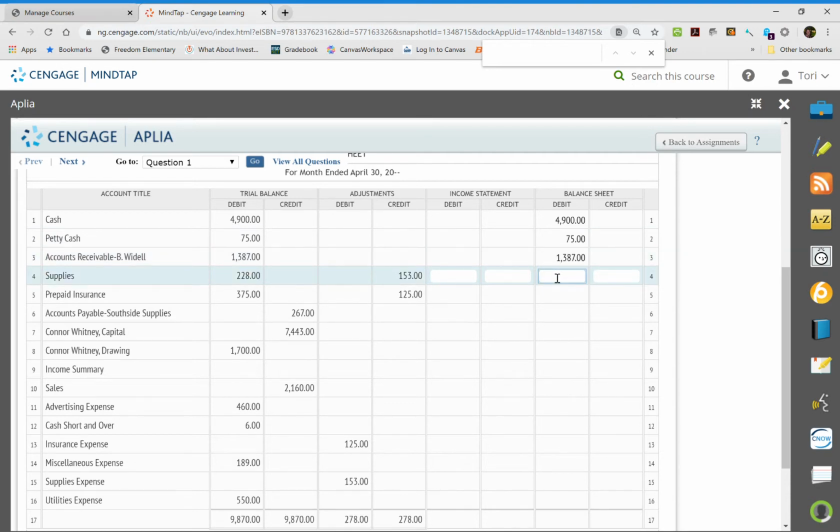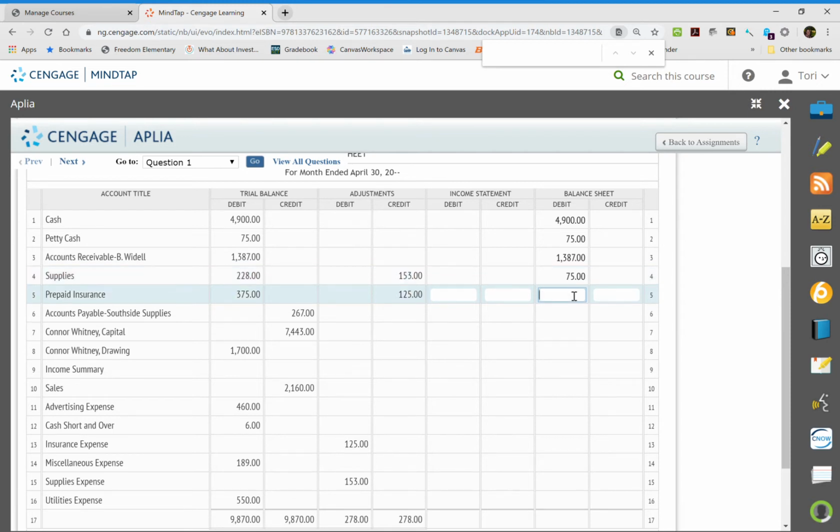Now, here on our balance sheet, we have to find out what we had at the end of the month, if you don't remember. It's really easy to find out. We take our beginning balance, which is 228, and subtract our adjustment, 153. So we had 75, and we're going to put that on our debit side.